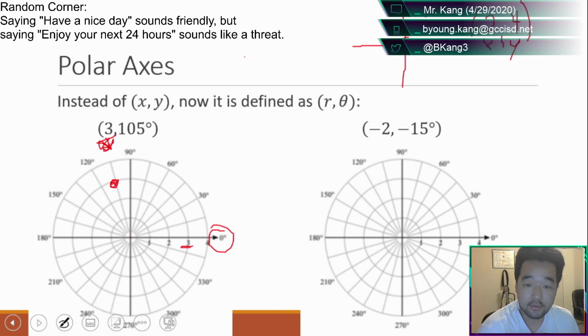And then negative angles, we already know what that means. That means go clockwise instead of counterclockwise. So remember, the second one is r comma theta. You actually do the theta first. So where am I facing by going -15? Well, if this is 0, -15 is right there at 345 degrees. And that's behind my face.